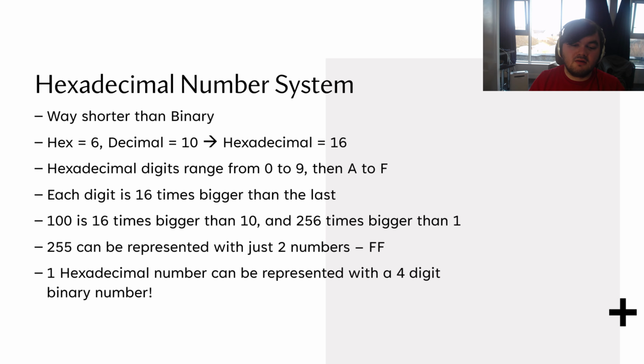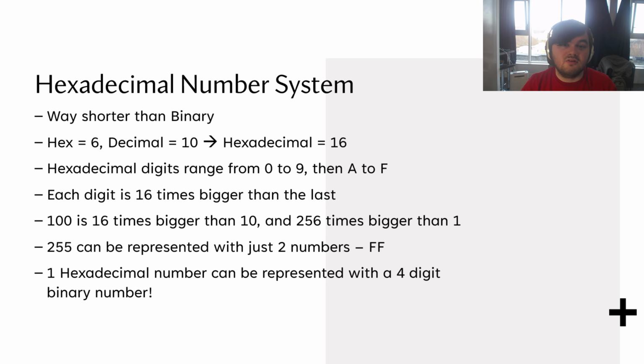Hexadecimal. As you can probably tell from the name, you have hexa, meaning 6, and decimal, meaning 10. Combine them together, and you have a number system with 16 possible choices. That is to say, you have 0 to 9, and then, unfortunately, A to F. Now, each digit in hexadecimal is 16 times larger than the last.